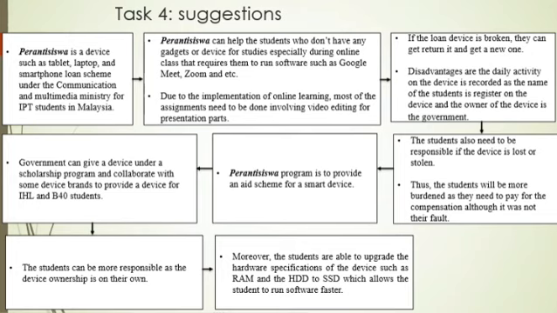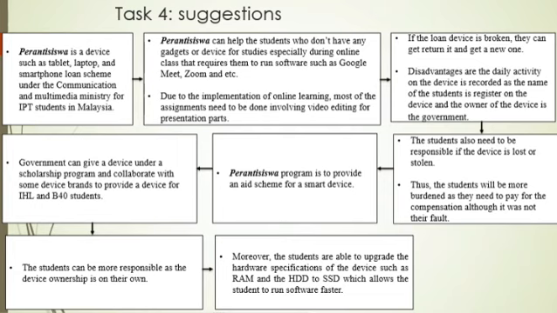The disadvantages of Peranti Siswa are that the daily activity on the device is recorded, as the name of the student is registered on the device and the owner of the device is the government. Other than that, the student also needs to be responsible if the device is lost or stolen. Thus, the student will be more burdened as they need to pay compensation although it was not their fault. So another suggestion is for the Peranti Siswa program to provide a scheme for a smart device.